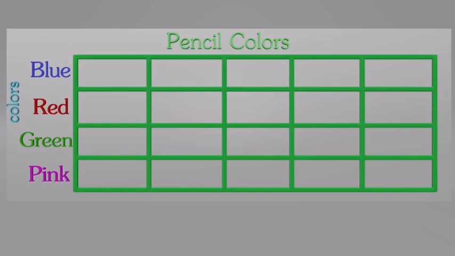Here on the left, we will list the different colors of pencils that we have. Up on the top, we have blue, then red, then green, and on the bottom, we have pink. We can label this side colors, so we know that this side of the graph shows us the colors of the pencils we have. This graph is starting to look really good.